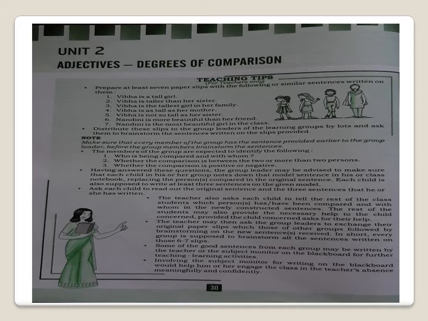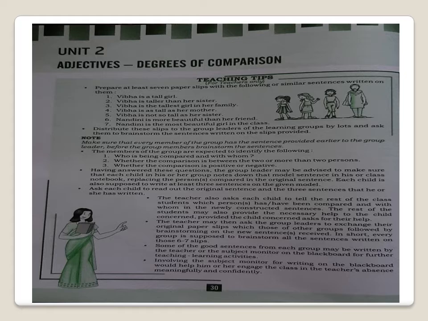Here, in all these 7 sentences, we can see that we have compared the quality of Viva with her sister and other family members, as well as we have compared the quality of Nandini with her friends. So here, all the words are adjectives, and we have used all the adjectives for comparison. So we are using degrees of comparison when we are comparing one person with another or one person with more than 2 persons.